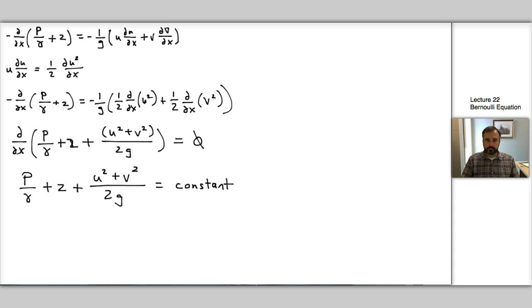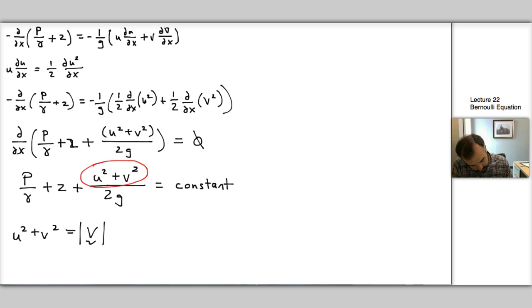Right? Now, we want to make a few more simplifications here. So the first thing we want to do is look at this term here, u squared plus v squared. If you recall what that means, u squared plus v squared is simply equal to the magnitude of the velocity vector squared, right? So if we have some velocity vector out this way, and we have u here and v here, the magnitude of that velocity vector is just u squared plus v squared, right? So we can plug that into our equation.